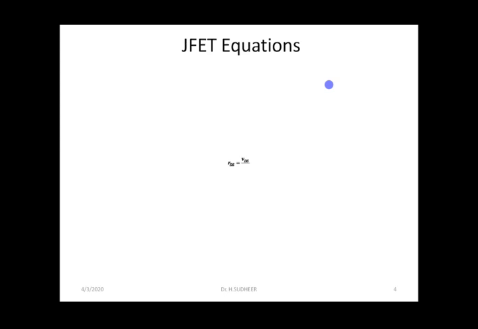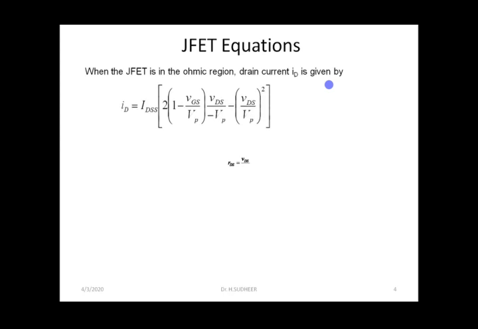So before going to the problems, let us recall the equations which are required for solving the problems of JFET. When the JFET is in ohmic region, it is not going into active mode, it is still operating in ohmic region. The drain current is given by IDSS into 2 into (1 minus VGS by VP) into VDS by minus VP minus (VDS by VP) whole square.